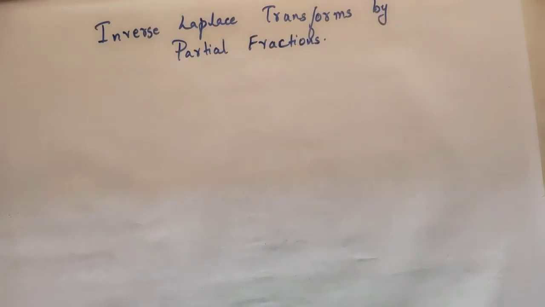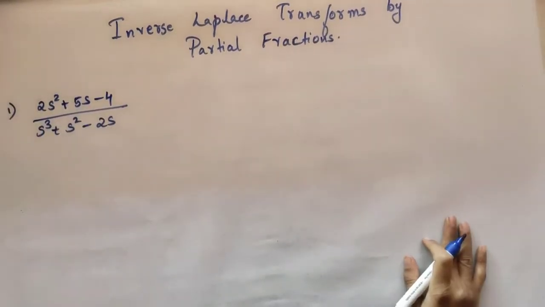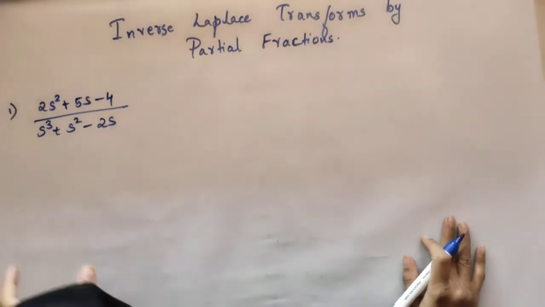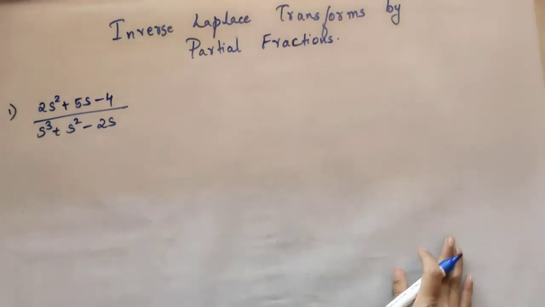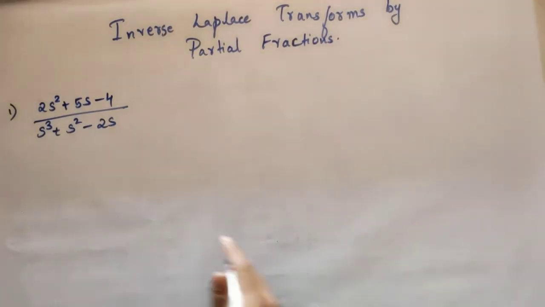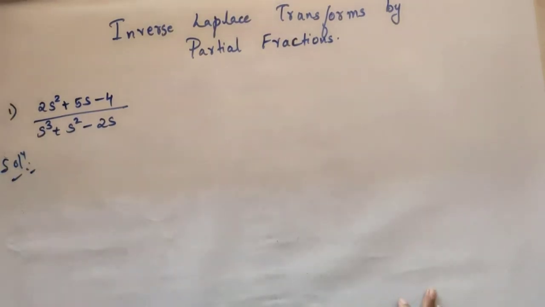Here is one problem for you: find the inverse Laplace transform of (2s square plus 5s minus 4) divided by (s cube plus s square minus 2s). But before going to the solution, I want you to simplify the denominator part, so that you can get simple brackets there.